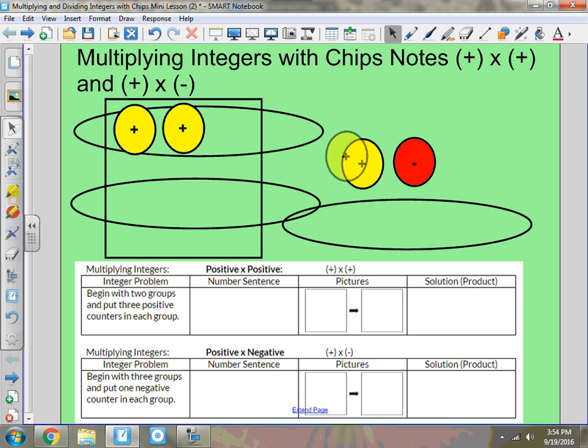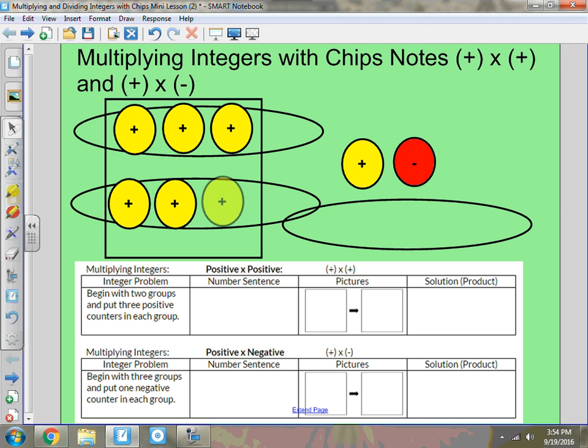So that keyword each tells us that we are actually going to be multiplying these integers. So when I'm writing out my number sentence, I'm going to use that first, my groups is going to be my first integer. I had 2 groups, so I'm going to put 2. And then I'm going to be multiplying because I had 2 of those groups. And in each group, I had 3 positives. So I'm going to put a positive 3 for that second integer.